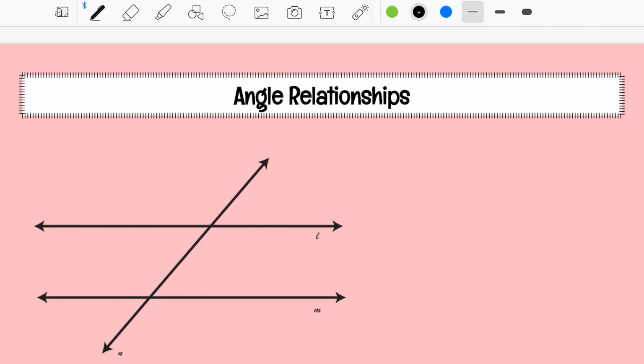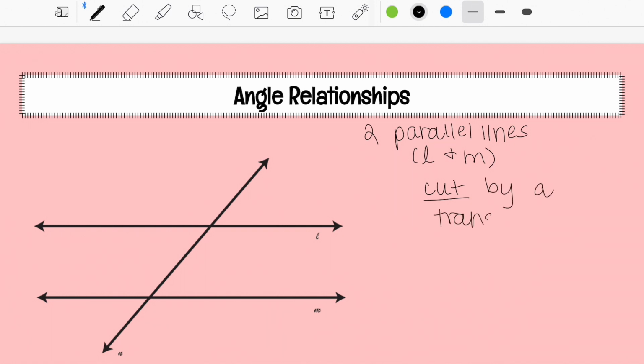So what we're actually looking at is 2 parallel lines. So that would be lines L and M that are cut by a transversal. A transversal is just a line that cuts across other lines. So for us, this is going to be line N. So we have a parallel line right here, a parallel line right here, and then we have our transversal, which is line N.